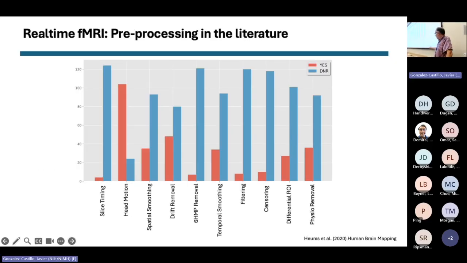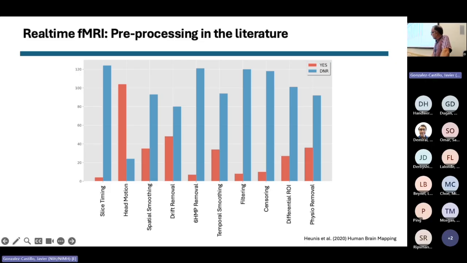Unfortunately, I was looking and there are not that many reviews for neurofeedback, or for real time in general, from the last couple of years, but there are a couple of good papers around 2020 and 2021 that put all these things together and where you can go into more detail. This is one of them. Here they look across 128 studies that do some form of real time or neurofeedback. And what you can see here is how often one of these pre-processing steps is implemented. Blue means they did not report, which most likely means they didn't do it, and red means they did it.